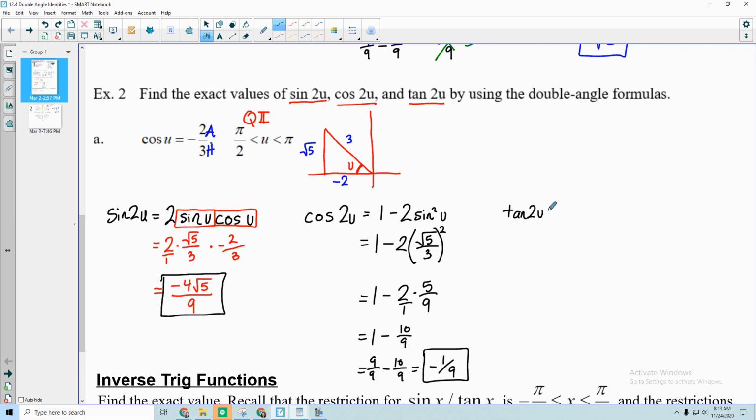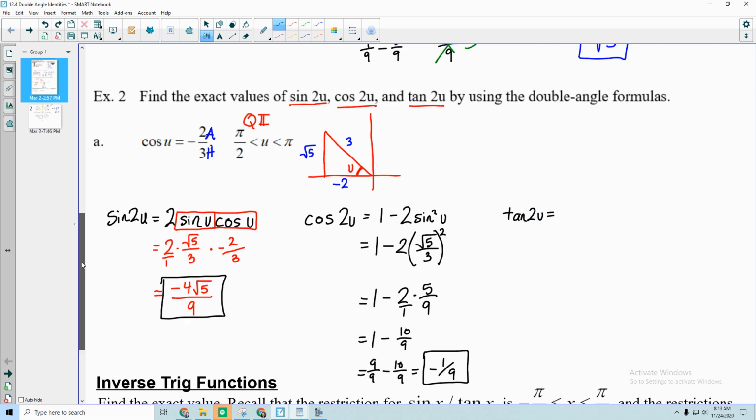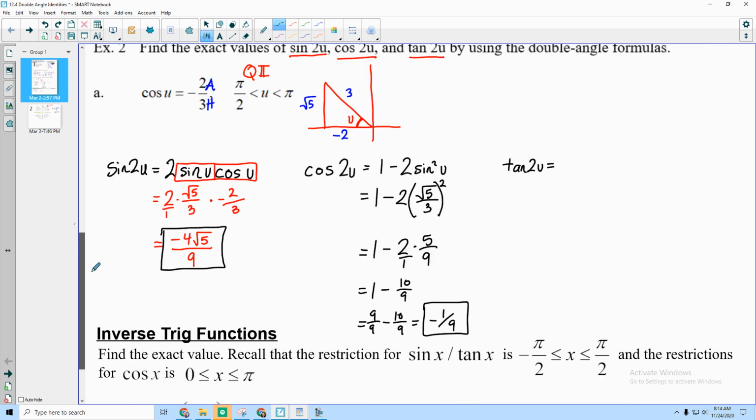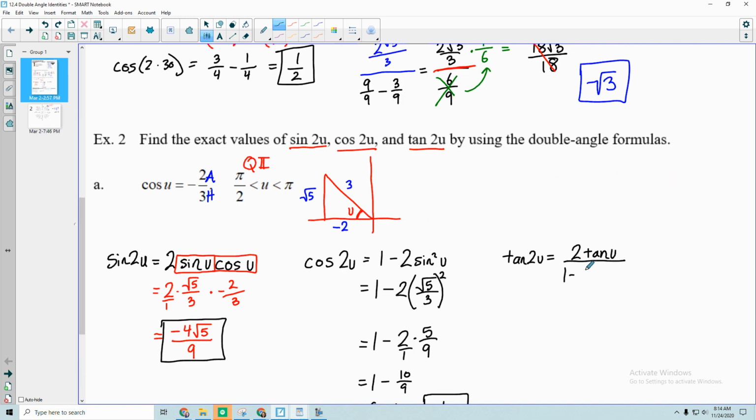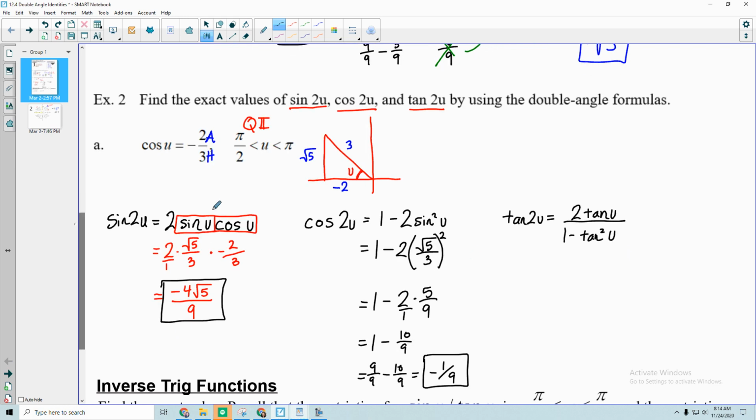Okay, and then the very last problem, where we're finding the tangent. Okay, so I have 2 times tangent of that angle all over 1 minus the tangent squared of that angle. So the tangent of this angle would be opposite over adjacent, so that would be the square root of 5 divided by negative 2.